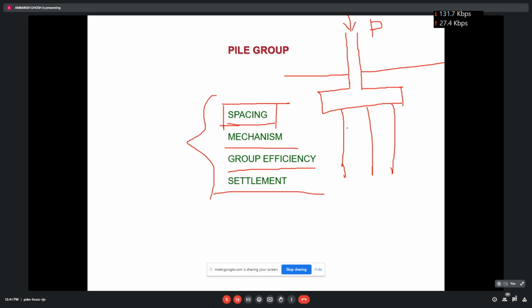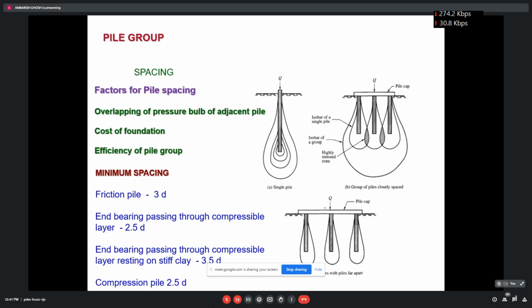So if we decide the number of piles, say for example from load carrying point of view, I require, suppose, 2 by 2 piles. If it is 2 by 2, say 4 piles are sufficient to take the load, then what will be the spacing between the piles? Now the spacing will be decided based on the failure criteria.